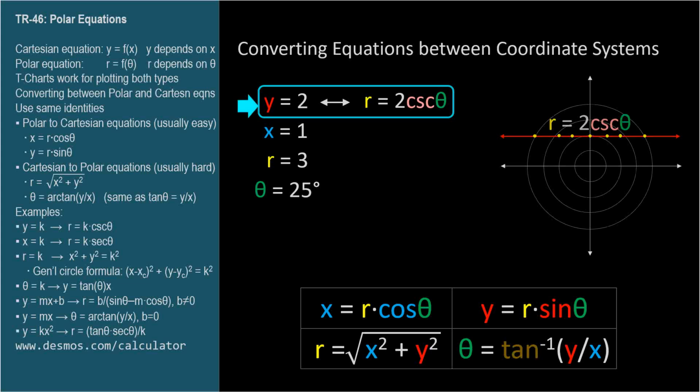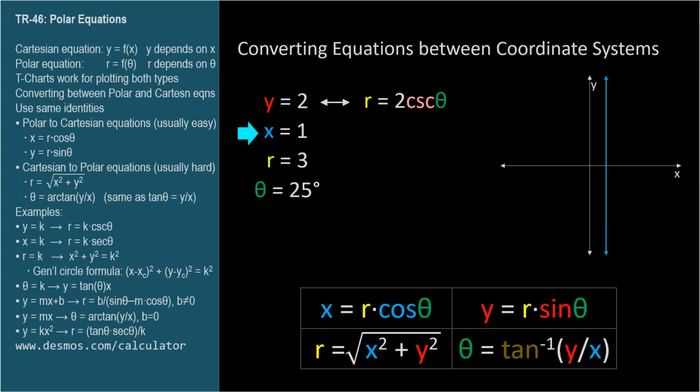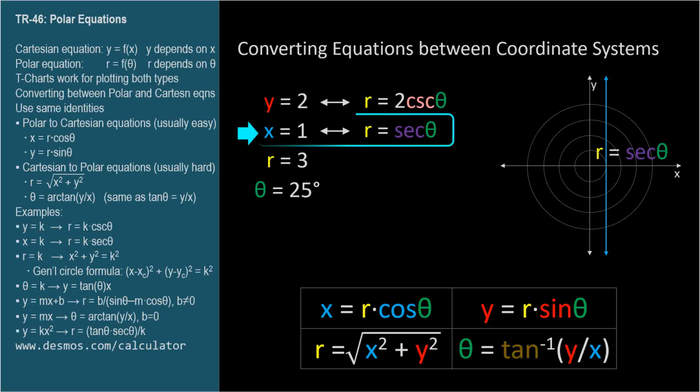Let's go on to the next equation, x equals 1, which is a vertical line. To convert x equals 1 to a polar equation, we note that x equals r cosine theta. So r cosine theta equals 1. To isolate r, divide through by cosine. r equals 1 over cosine, or r equals secant theta. Same line. Pretty simple. Just use the identities to make substitutions to convert from one system to the other.